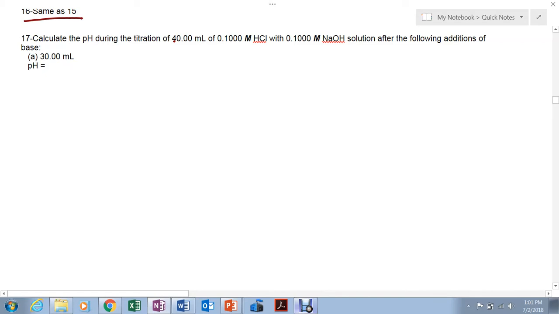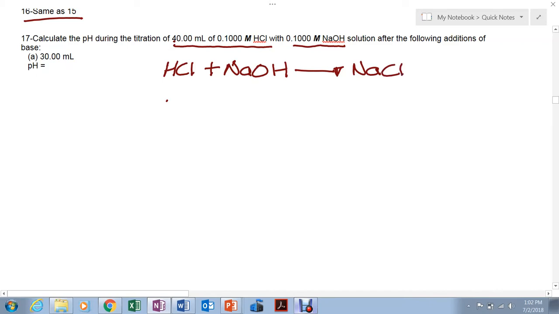Okay, here we have a strong acid plus a strong base. It is the titration of 40 milliliters of hydrochloric acid with NaOH. They don't tell me how much because we're going to be adding NaOH. So it's an acid, a base, and both of them are strong. So we got NaOH gives me the salt plus the water, NaCl plus the water.